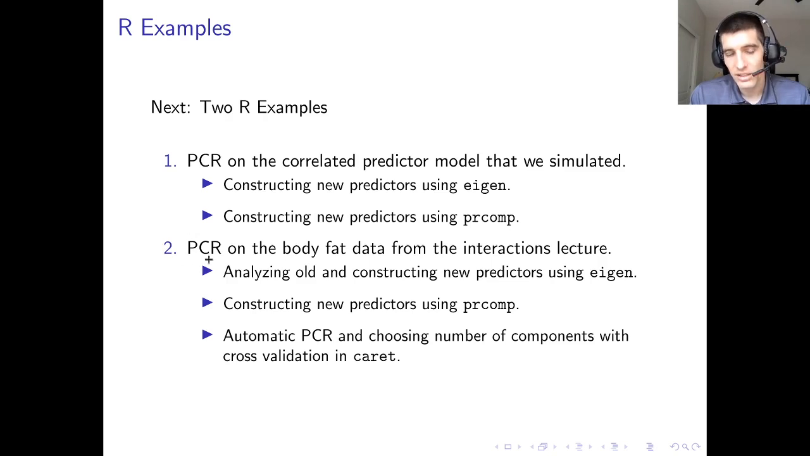Then we're going to look at a second example, which is on the body fat data set from the interactions lecture. So if you remember that, we had a number of individuals, I think it was 250 individuals, where we had measurements of their bodies. It was like their bicep circumference, their hip circumference, their age, their weight, all these different things. And we're going to try and predict percent body fat using PCR. We're going to build new predictors using Eigen, using prcomp, and we'll also automate PCR using this caret package that I was talking about earlier.